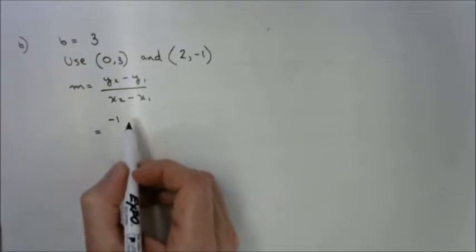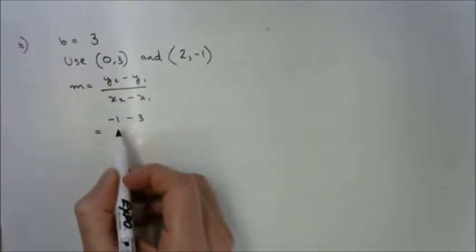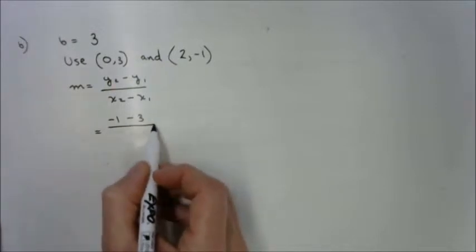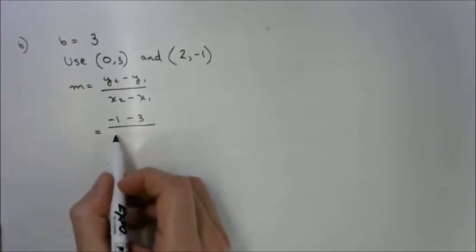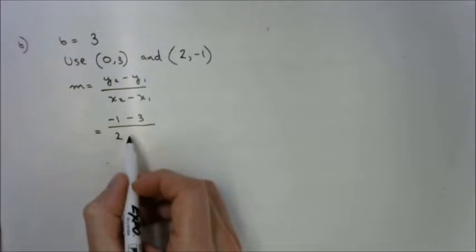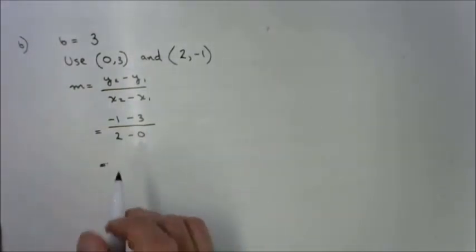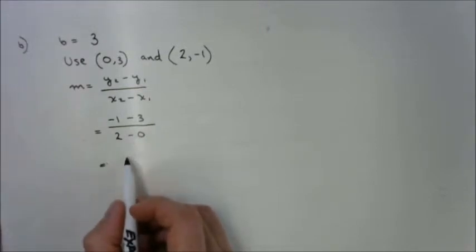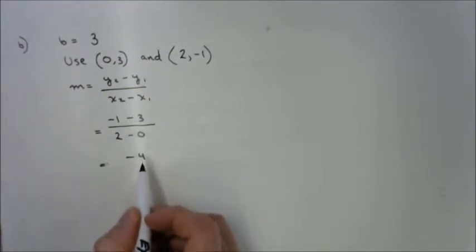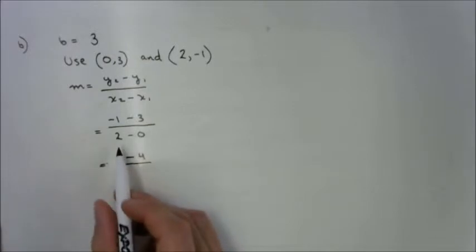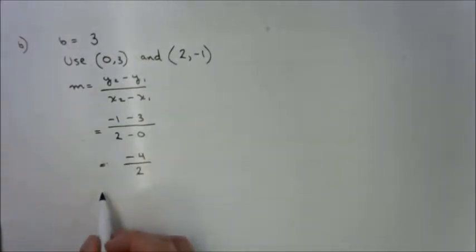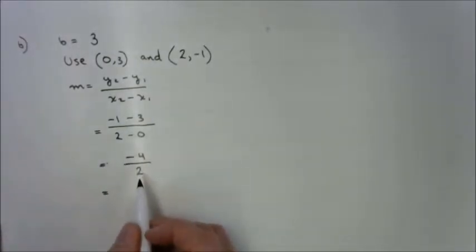Y2 is negative 1. Y1 is 3, so I have negative 1 minus 3 in the numerator. In the denominator, I have x2, which is 2, and minus x1, which was 0. It makes that pretty easy. So I have negative 1 minus 3, negative 4. And the denominator, I have 2 minus 0, which is 2. And when I reduce that, 4 over 2 is 2. And my negative sign goes out front.